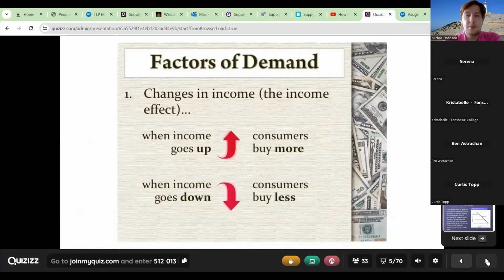Changes in income: when income goes up, consumers buy more. If you have more income, you're going to buy more goods for the most part. And when income goes down, you're going to buy fewer goods. That's usually the case. In a lot of cases, you buy more when you have more income.